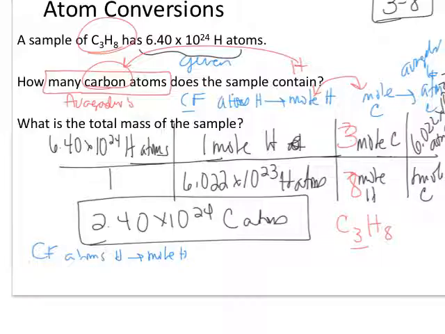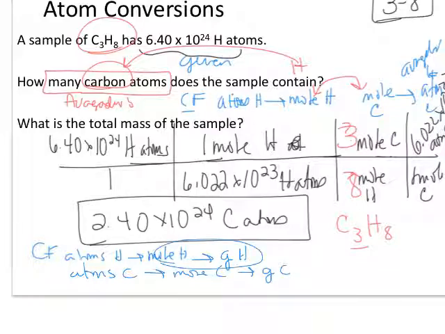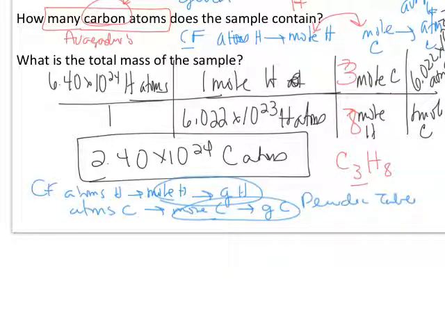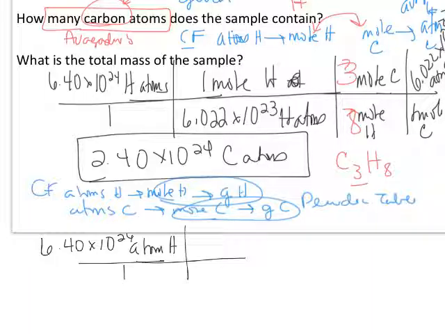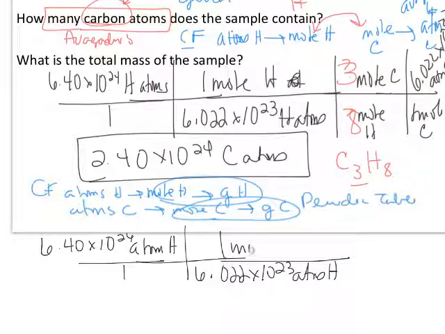Then you want to go from mole of hydrogen to gram of hydrogen. And then you also do the same thing for carbon, since you already have atoms of carbon from this problem here, to mole of carbon to gram of carbon. And this is molar mass, so you can use the periodic table to get those conversion factor numbers. So doing this, it's 6.40 times 10 to the 24 atoms of hydrogen, which you got from the given in the problem. Avogadro's number is 6.022 times 10 to the 23rd atoms of hydrogen in 1 mole of hydrogen.